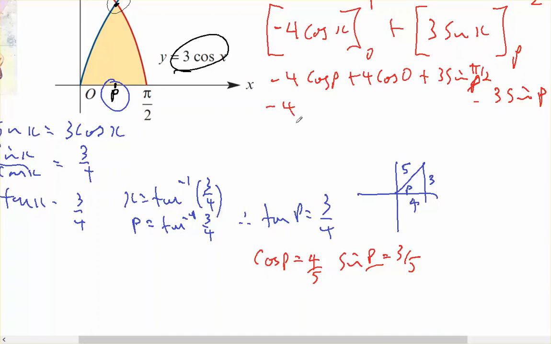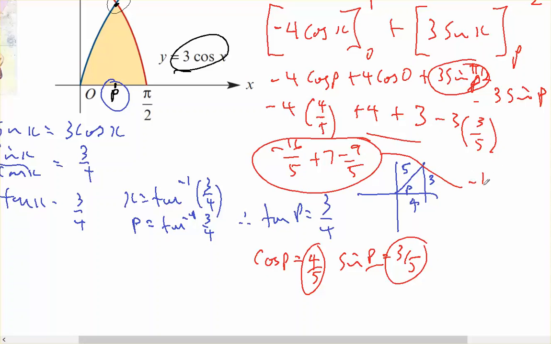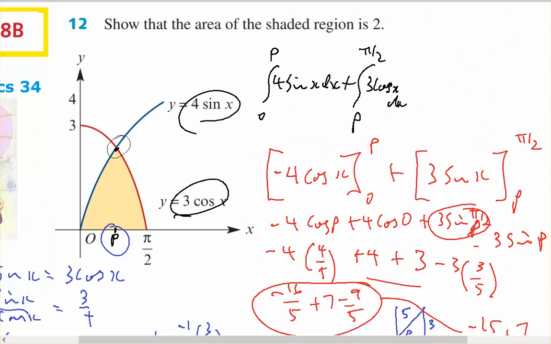So I've got negative 4, cos of P is 4/5 times 4/5, plus 4, plus 3 times sine of pi on 2 is 1, so that's 3, minus 3 times 3/5, which gives me minus 16 on 5 plus 7 minus 9 on 5. Minus 9 minus 16 is minus 25 on 5, plus 7, minus 5 plus 7. My answer is 2. So I've shown that that area is actually equal to 2.